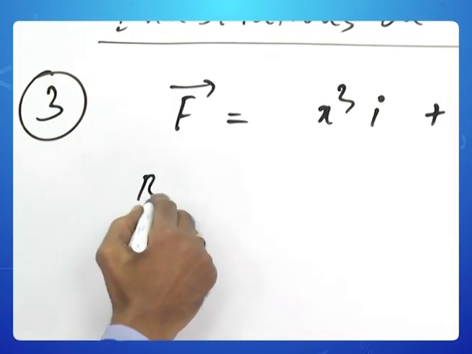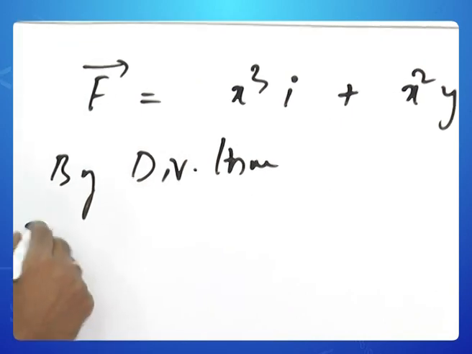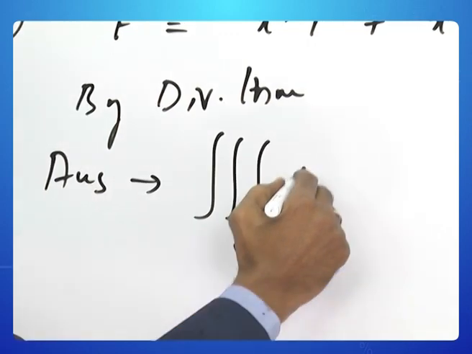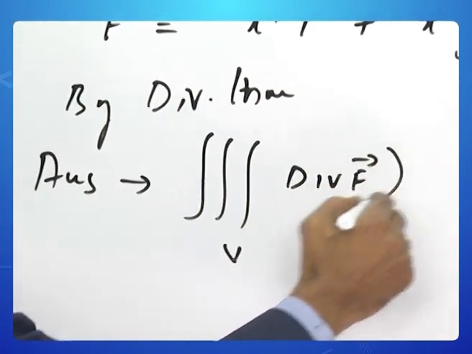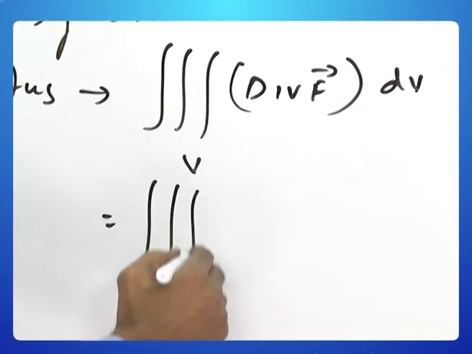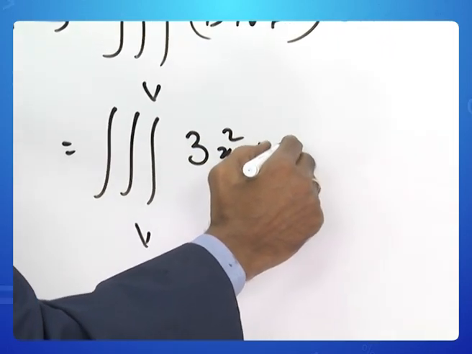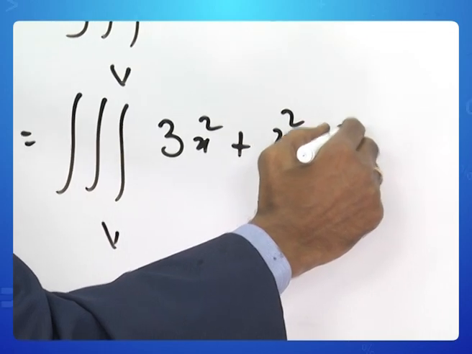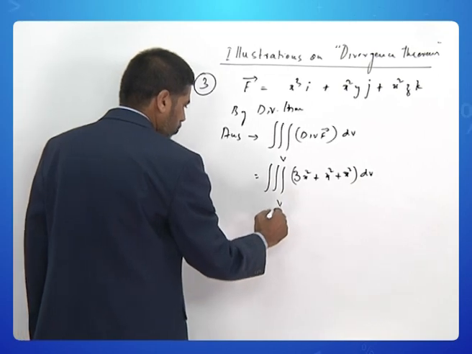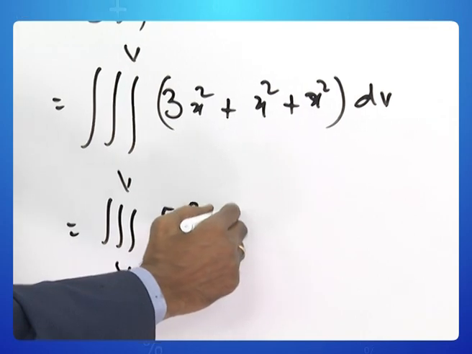Once again, by the divergence theorem, the answer would come from the volume integral of divergence of F dV. This would be the volume integral of 3x squared plus x squared plus x squared dV. This is the volume integral of 5x square dV.